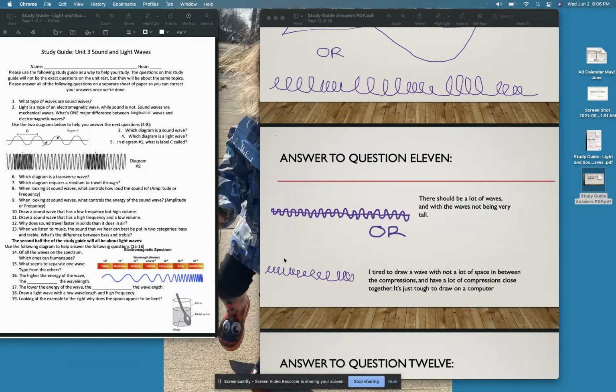So either one would be fine with me, but remember frequency, vibration. So high frequency, low volume, that just means low wave height, but lots and lots of vibrations.